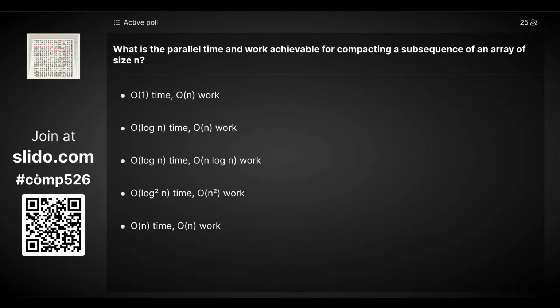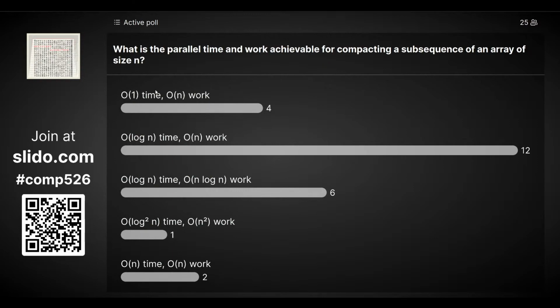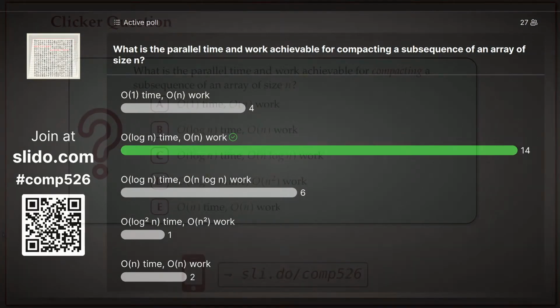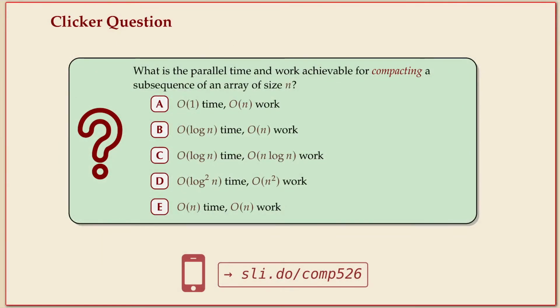I'm a little pressed for time, so I'm probably have to cut it here and reveal the answers, even though maybe you didn't have a chance to vote. But most of you got this right, so maybe this is easy enough. The answer is log n time and linear work.